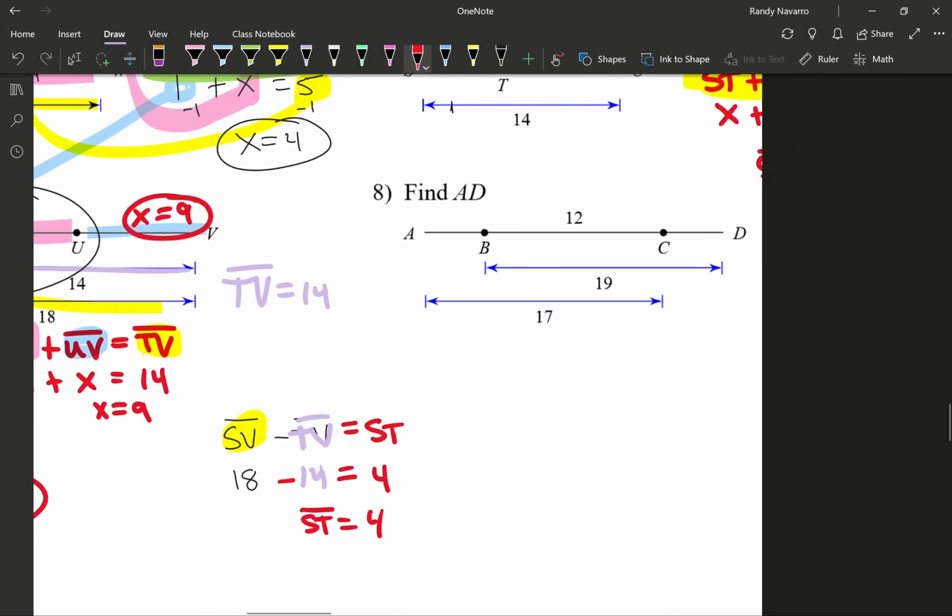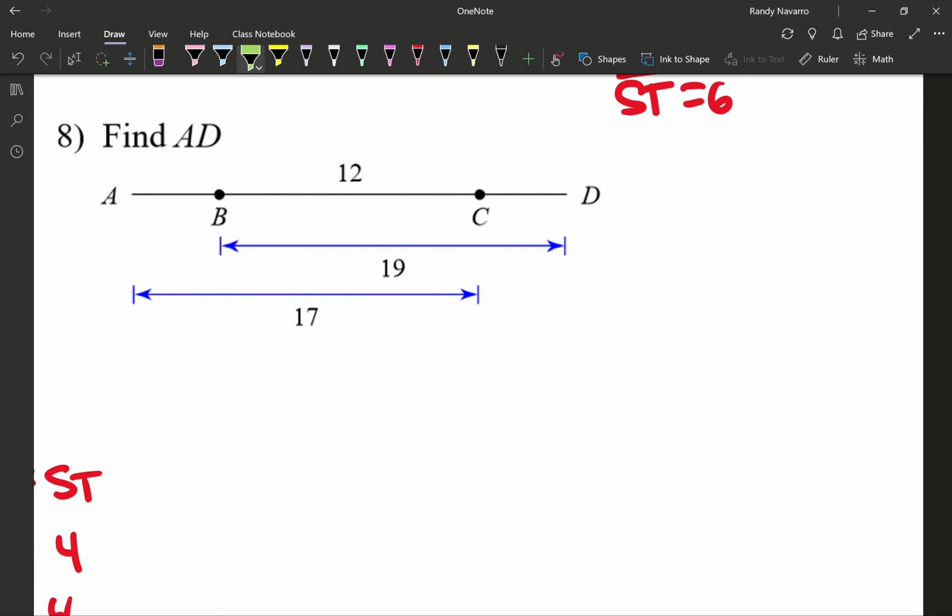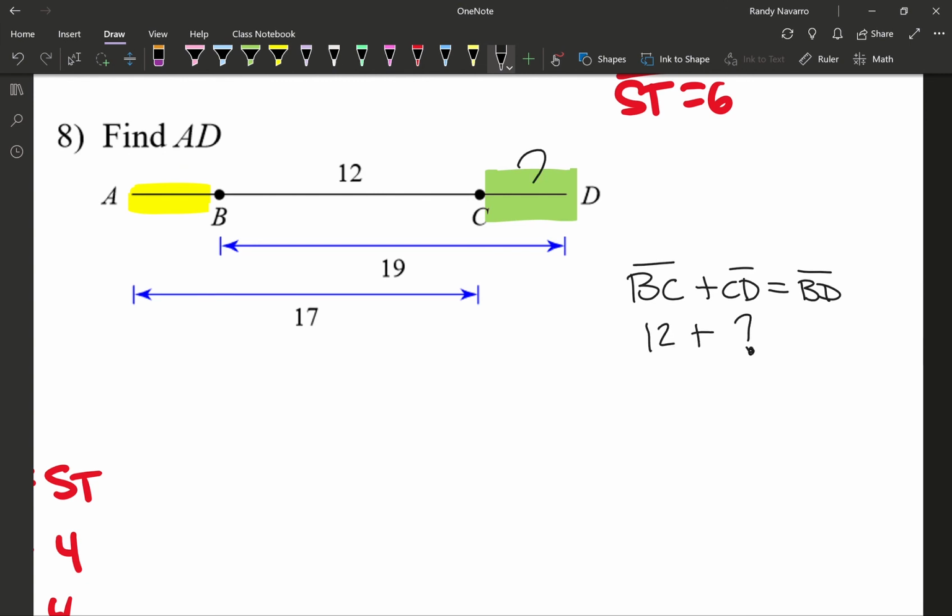I'll do number 8 real quick. We know that. We do not know this, but we can certainly figure that out. And we do not know this, but we can certainly figure it out. So the green and the yellow we do not know. We can figure out the green first by doing 12 plus blank equals 19. In other words, BC plus CD equals BD. 12 plus blank, I don't know what it is, question mark, equals 19. Subtract 12 on both sides. The question mark, or CD, is equal to 7.